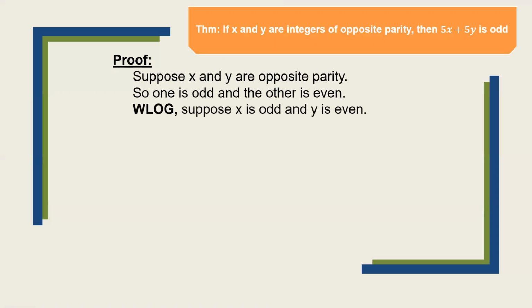So without loss of generality, we can say suppose x is odd and y is even. We're claiming that the argument would be exactly the same if we swapped the odd one and the even one. We know from our definition of odd and even numbers that there exist k1, k2 where x, being the odd one, could then be rewritten as 2k1 plus 1. y, being the even one, can be written as 2k2.